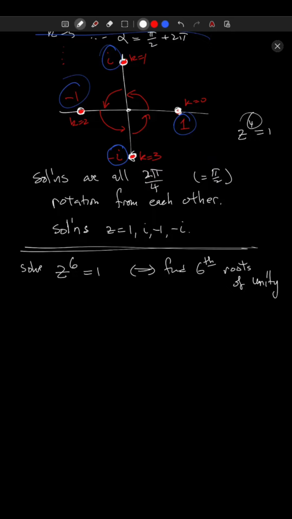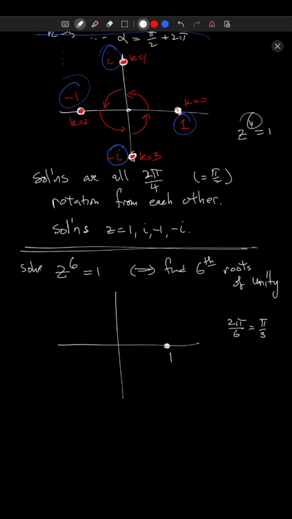All right. Immediately, I could go through the same exact procedure I just went through for z to the 4 equals 1. But the symmetry idea tells me I'm going to have one solution at 1, because 1 to the 6 is 1. And then every 2 pi over 6 angle, I'm going to have another solution. So every 2 pi over 6, which is pi over 3, I'm going to have another solution.